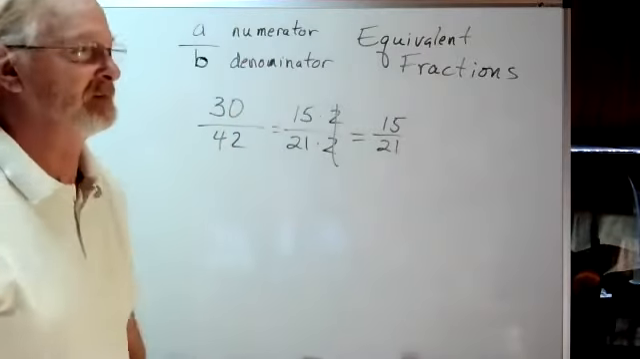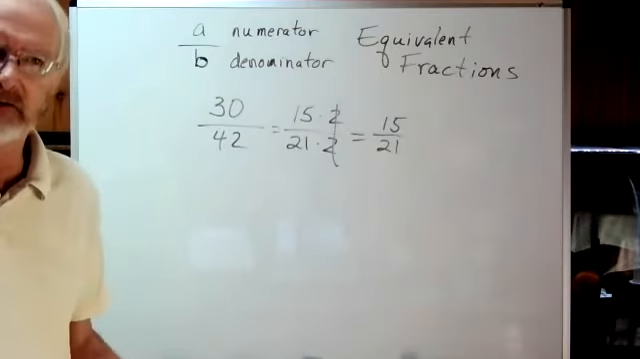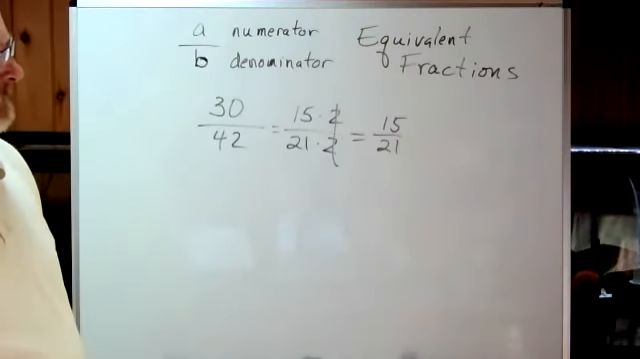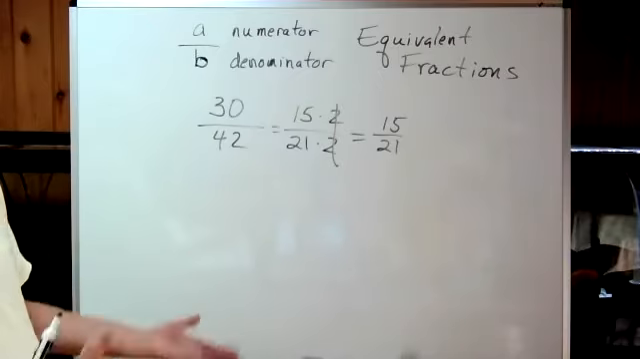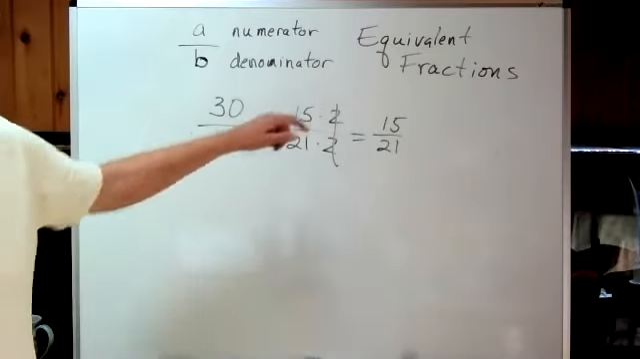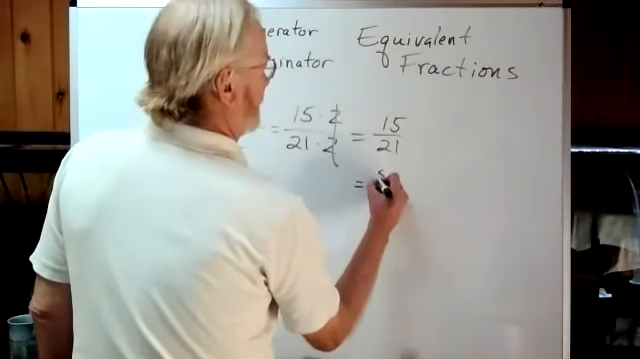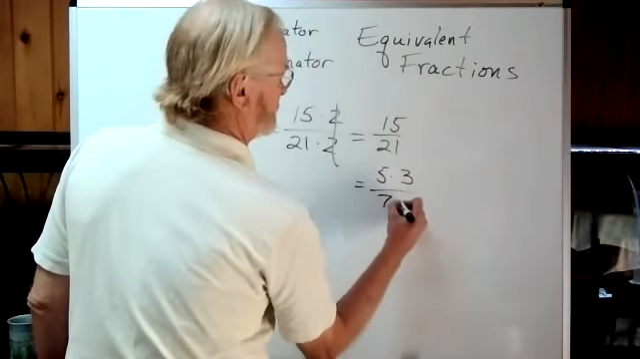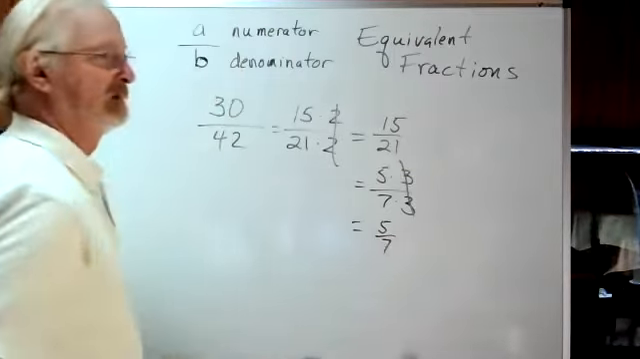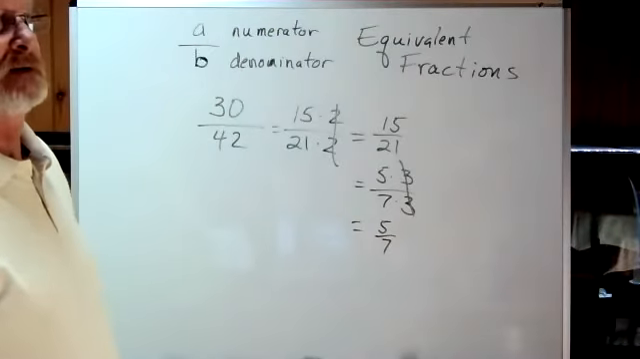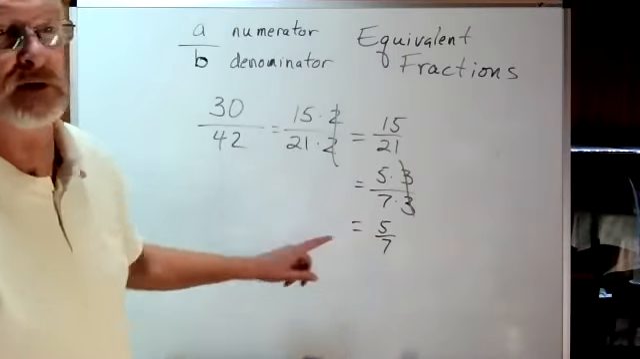Am I done? There's my loaded teacher question. Are there any more common factors? Oh, do you recognize they're both divisible by 3? Oh yeah, so I can take out a 3. Take out a 3 is kind of the way I'm going to say it. So this is 5 times 3 over 7 times 3. Those 3's go away. 5/7 is really the reduced fraction there, lowest terms.